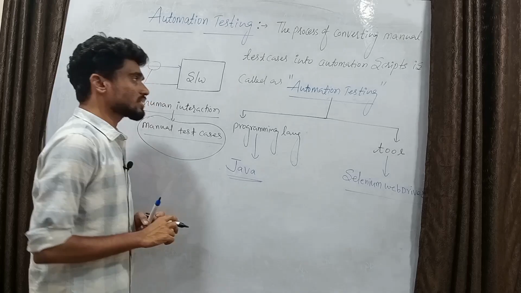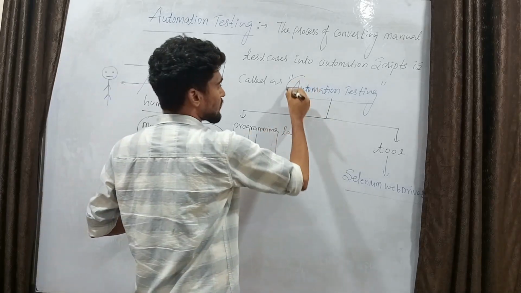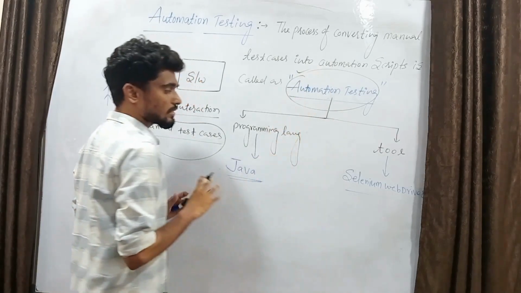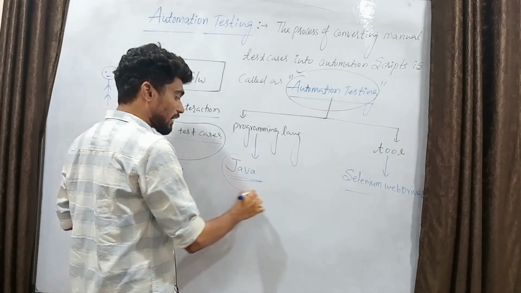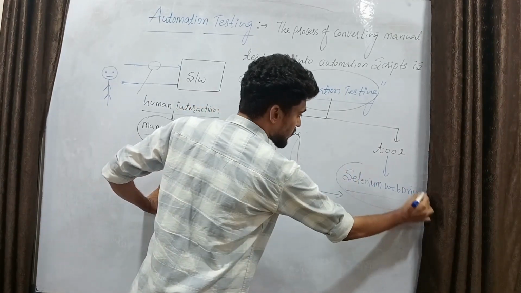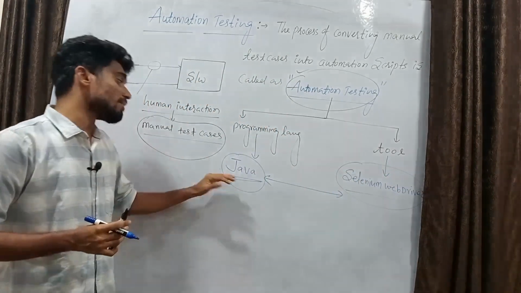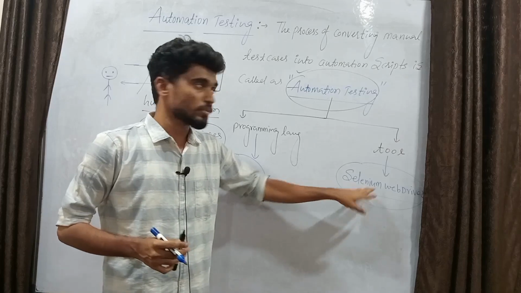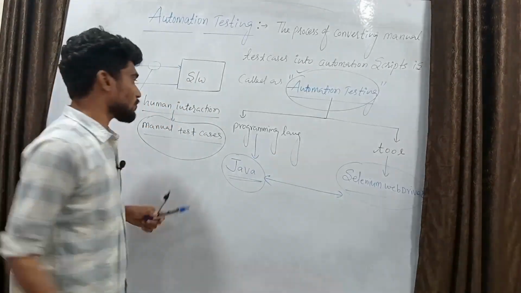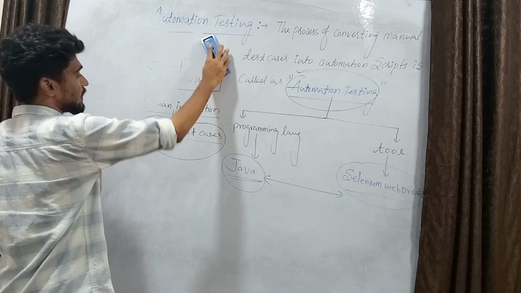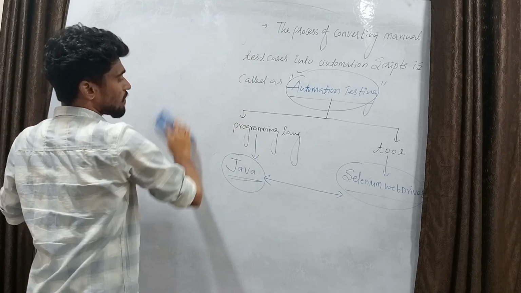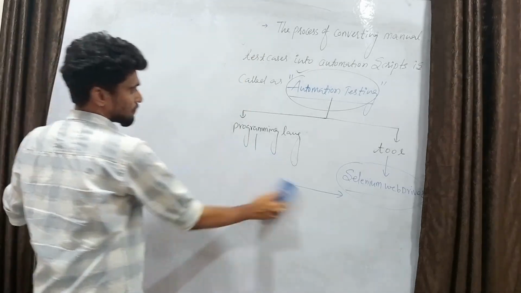So what is my question here? If you want to write the automation scripts or if you want to do the automation testing, we have to connect this Java with respect to your Selenium. So what is my question, sir? How is this Java connected with the Selenium? That is called as Java Selenium Architecture. I'll tell you how the Java and Selenium are connected.